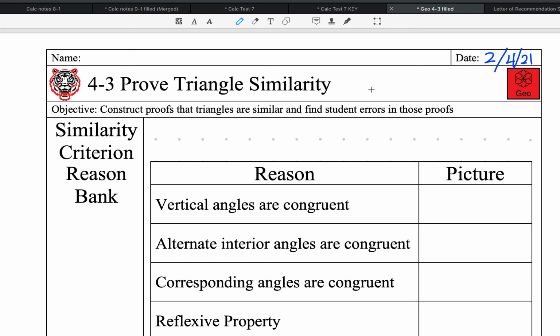Let's go ahead and mention our similarity criteria. We talked about them in 4-2. Give me one of them, Kira. Angle, angle. That's the new one. That's kind of the big one. What's another one, Charles? SSS. Side, side, side. That was in the last lesson. Side, angle, side. And that's kind of all you need, but let's mention all the other ones. Angle, side, angle.